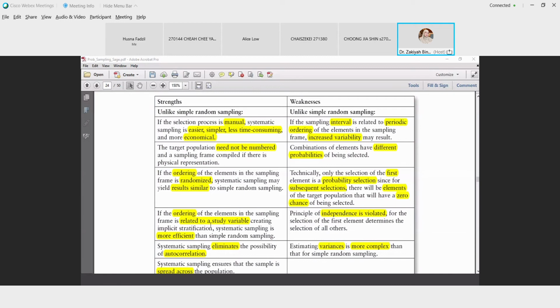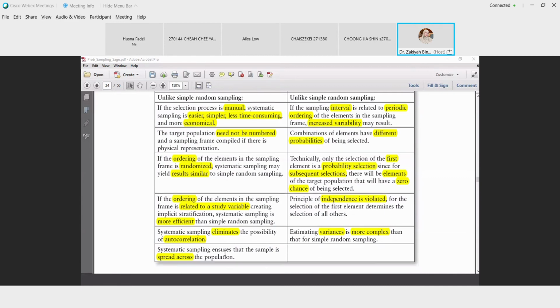And systematic sampling also eliminates the possibility of autocorrelation. You guys still remember what autocorrelation means? If you don't, then revise back. I think it's also described here in this book. But learning statistics, you will need to know what autocorrelation is.